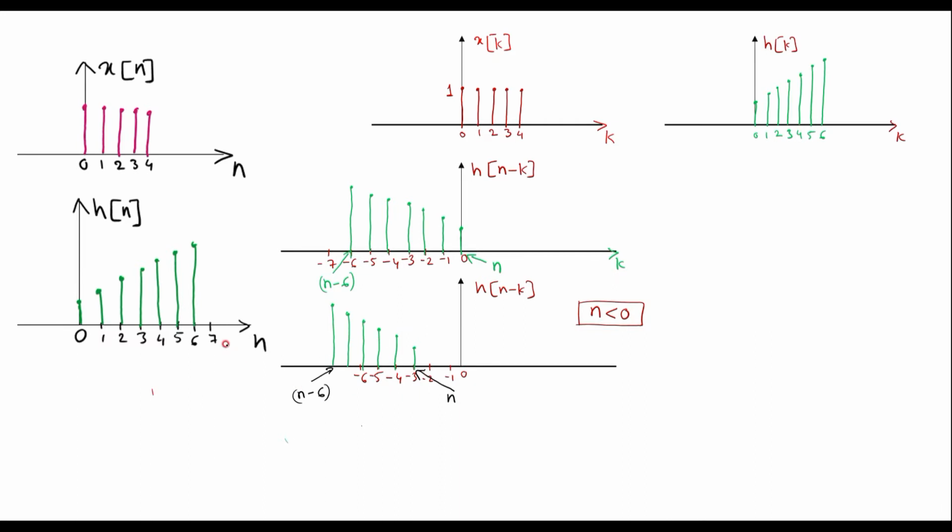So now we'll perform the convolution between x of k and h of n minus k when n is less than 0. So now we'll consider case 1 where n is less than 0. Here we can observe that y of n is equal to summation k varies from minus infinity to infinity x of k h of n minus k. That is, when n is less than 0, in h of n minus k there exist a few samples, but in x of k there are no samples when n is less than 0.